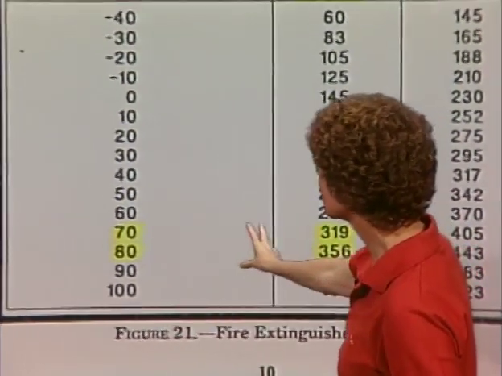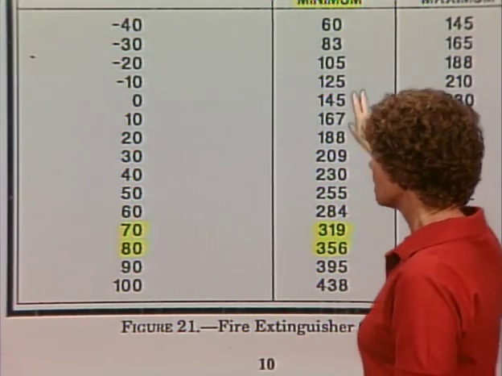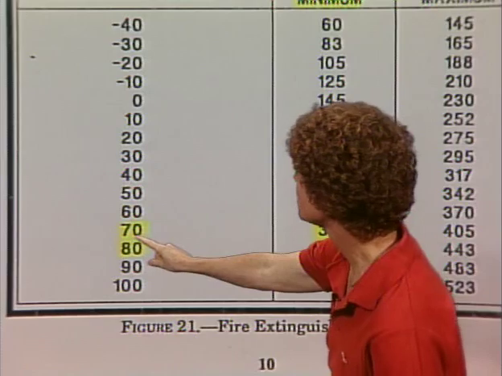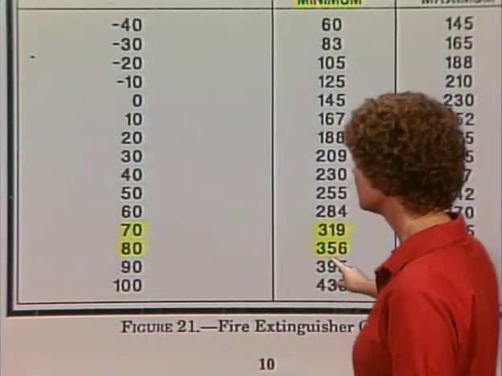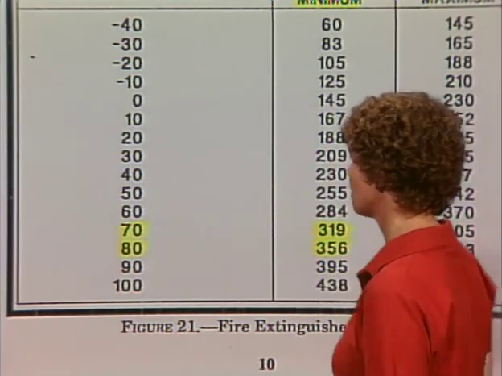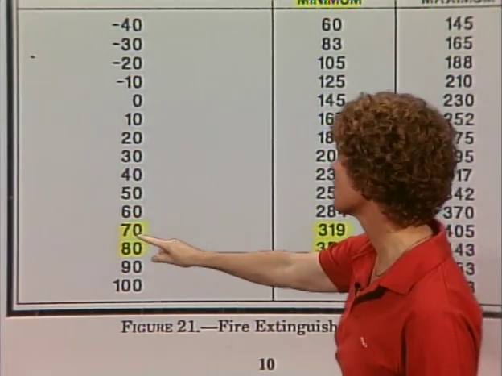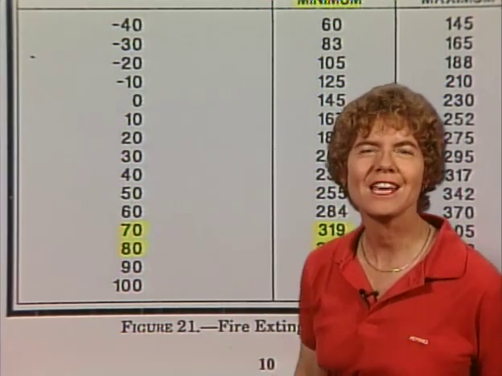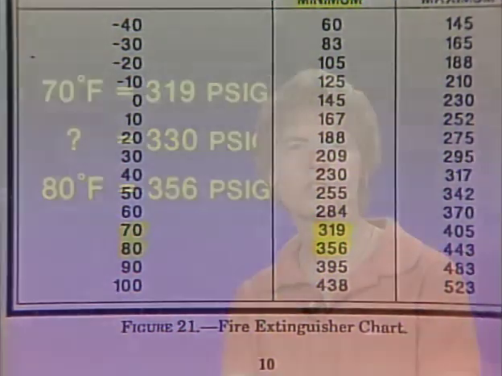But first we need to take a look to the left at the column for the temperature. If the minimum container pressure were 319 psig, the allowable temperature would be 70 degrees Fahrenheit. If it were 356 psig, the allowable temperature would be 80 degrees Fahrenheit. Well, 330 is between there, so we know that our temperature is going to be between 70 and 80 degrees Fahrenheit, but now we need to interpolate again. Let's take a look at how the numbers set up.